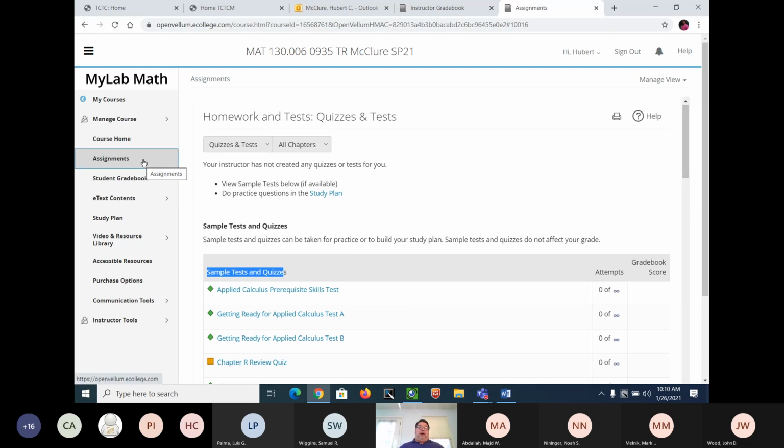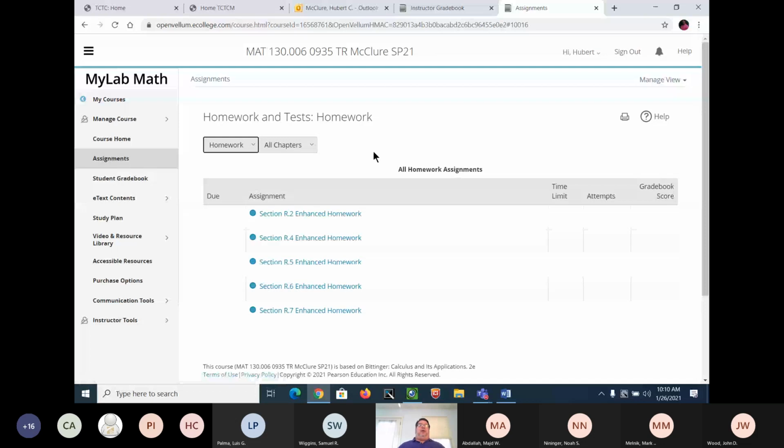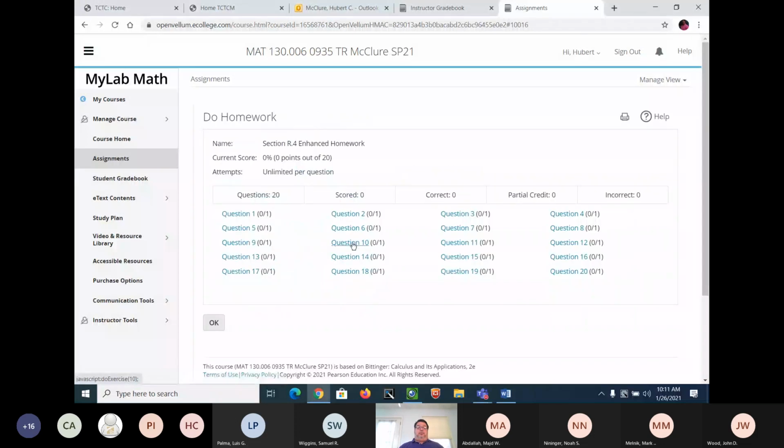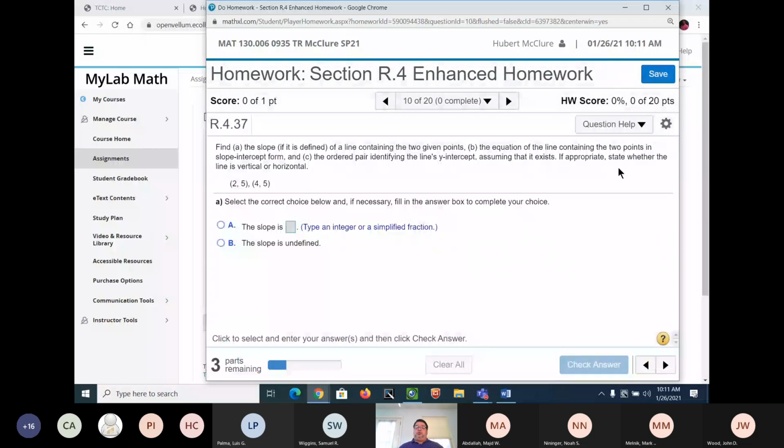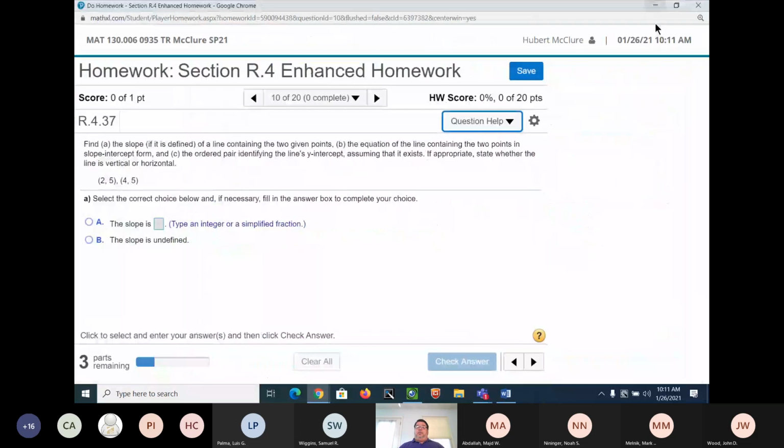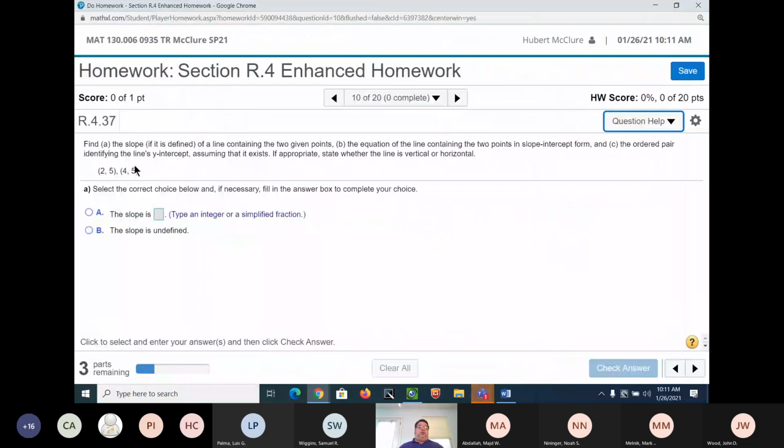So that's assignments. Now, I'm going to go directly to the homework because that's the part that you may not be familiar with, especially if you're coming right out of high school, because you may not have had exposure to the way we do things with MyLab Math. So I'm just going to pick a section and pick a problem, and I'm going to pick one that has what I want on it. And this one's good. I guess as good as it's going to get. Okay, it says this is a homework problem, and it says find the slope, blah, blah. Find the equation of a line, blah, blah. Find the y-intercept, blah, blah.